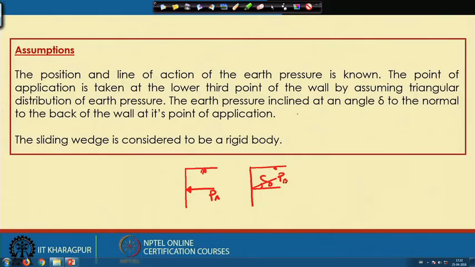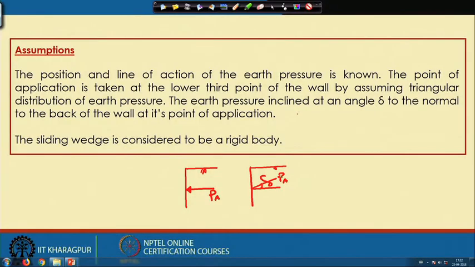In Rankine's theory, it is assumed that the wall is perfectly smooth. That means the delta value is 0, but here the friction between wall and soil is also incorporated. So it is assumed that there is a friction value delta, and this P A will act with an angle delta with the normal to the wall. This line is the normal to the wall, and P A is acting with an angle delta with this normal. That is for Coulomb's, and this is for Rankine's.